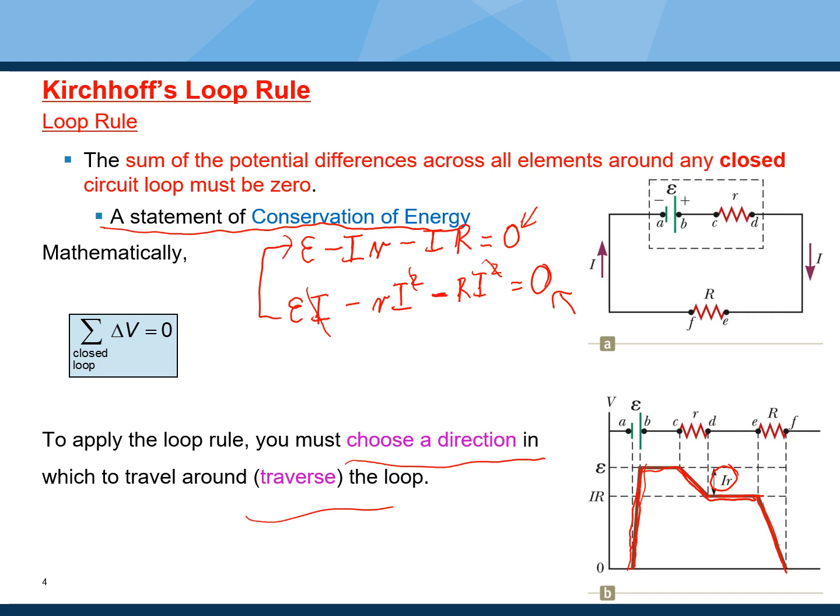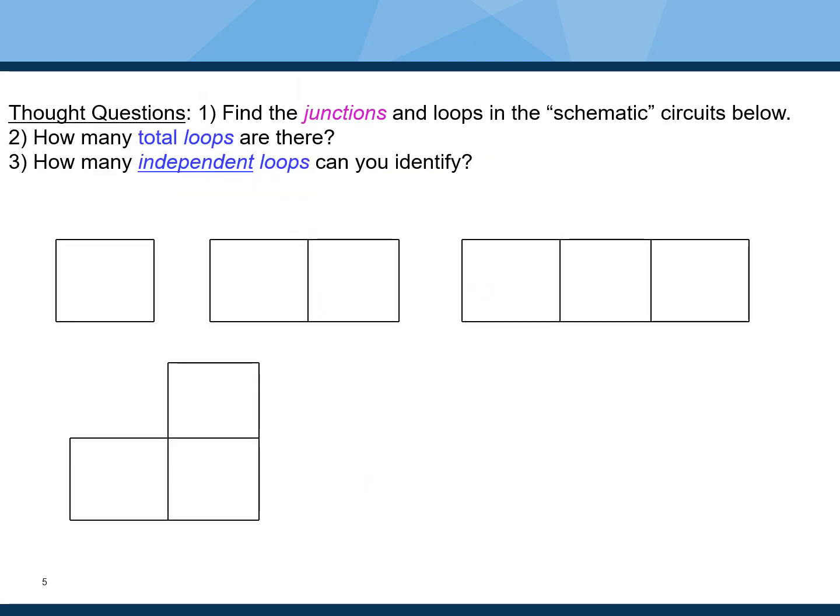But now let's first train our eyes so that we understand how to identify loops in circuit elements. So say schematically that we have the circuit element shown in the top left situation. Then we have a single rectangle, and we see that we could traverse this rectangle clockwise or counterclockwise, but we essentially have a simple single circuit element. So this is a situation where you have one loop and you also have one independent loop.